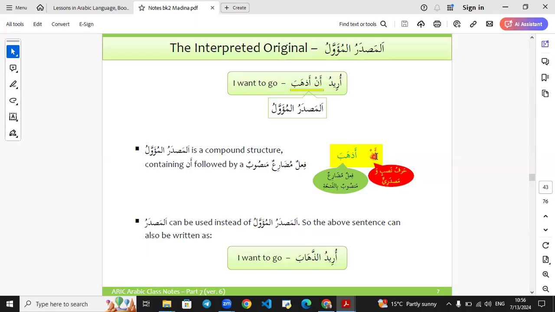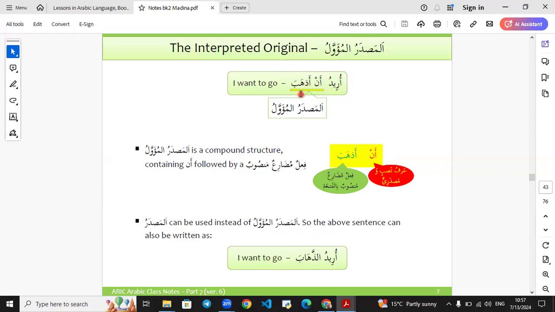And we call this compound structure, this an adhaba, al-masdar al-mu'awwal. Remember masdar that we learned about. What about adhab? What did we say? Dhahaba, yadhabu, dhahabun. So in this case, we can change. Let's look at this one. Al-masdar can be used instead of masdar mu'awwal. So the above sentence can be written with the sentence that we are looking at, uridu an adhab.